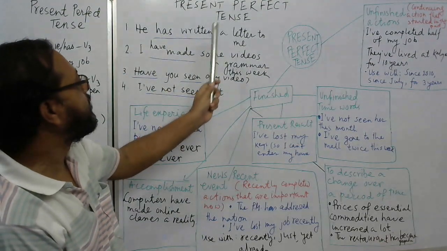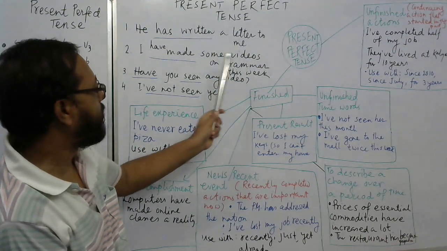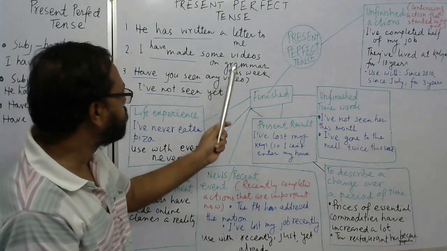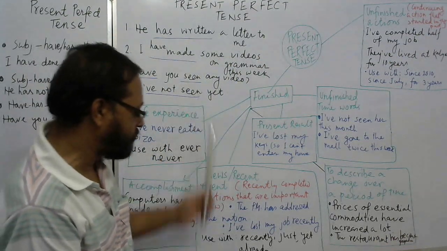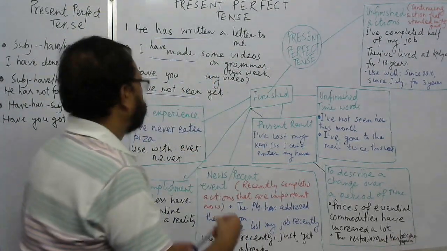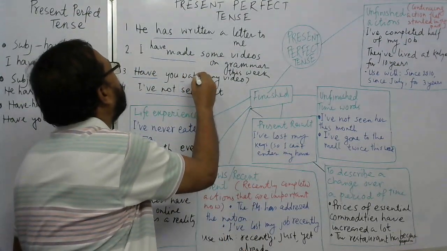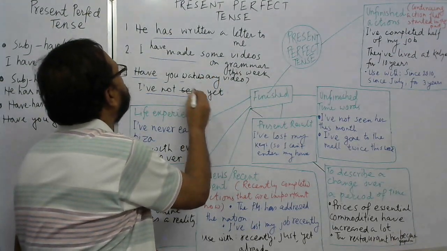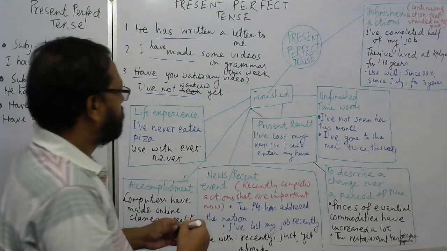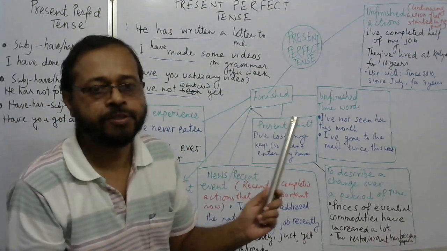He has written a letter to me. I have made some videos on grammar this week. Have you seen any videos? Any video? Have you watched? Rather, it would be better to use watch. Have you watched any video? No, I have not watched any. Watched yet. These sentences are said to be in the present perfect tense.